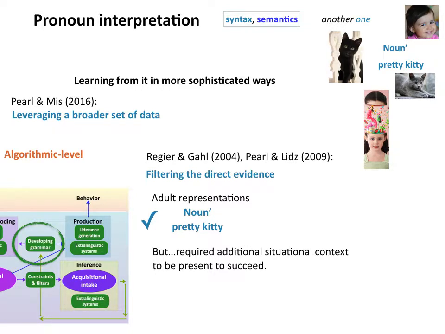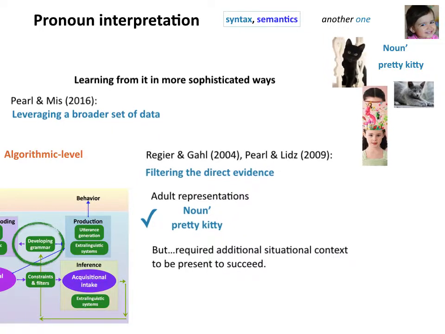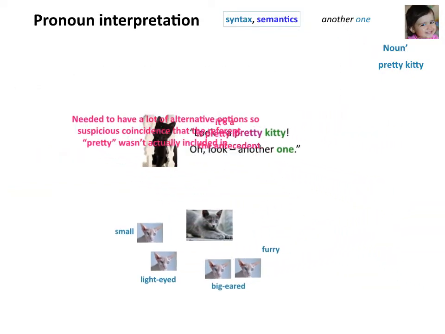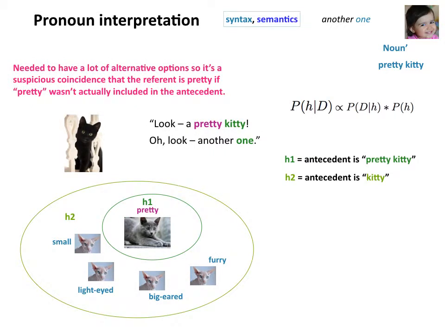However, in order to acquire this knowledge, these model learners required additional situational context to be present. In particular, they needed it to be true that whenever you said something like, "look, a pretty kitty, oh look, another one," there were a lot of alternative options, so that it would be a real, suspicious coincidence that the referent just happened to be pretty if pretty wasn't actually included in the antecedent. So let's look at that in terms of our Bayesian inference.